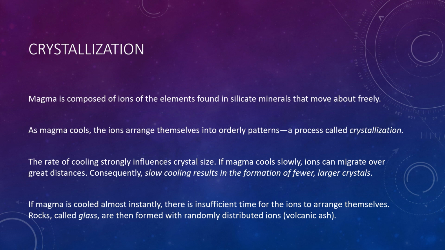As cooling continues, numerous small crystals develop, and ions are systematically added to these centers of crystal growth. When the crystals grow large enough for their edges to meet, their growth ceases. Eventually, all the liquid melt is transformed into a solid mass of interlocking crystals.